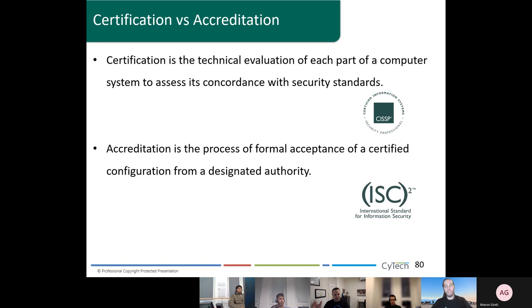So we have certification and accreditation. Certification is basically your CISSP. You are certified, and the reason it's so valuable in the market of security professionals is because ISC Square is accredited with the recognition of the market. All right, guys, are we good there?